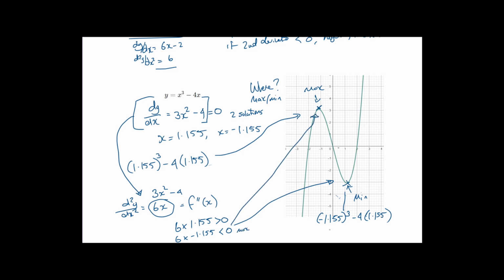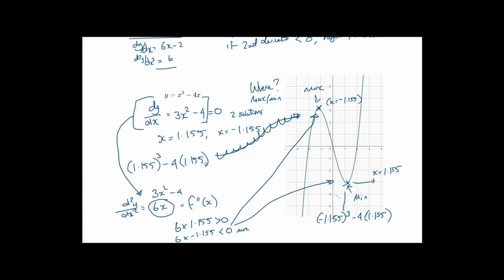And that kind of makes sense. So we know that there is a maxima where x equals negative 1.155 and a minima where x equals positive 1.155. I think I may have contradicted that a bit earlier on, but that's what they are. Okay, so it is kind of counterintuitive. If the second derivative is greater than 0, it's a minima. If it's less than 0, it's a maxima.